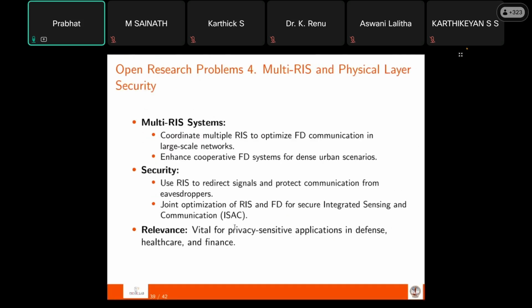The next thing is we can have multiple RISs, and we can use such a system for physical layer security. So we can have a multi-RIS full duplex system, to coordinate multiple RISs to optimize full duplex communication in large scale networks; it can enhance the cooperative FD system for dense urban scenarios. And then we can use it for increasing the security. We can use RIS to focus or beamform the signals and protect the communication between legitimate users from the eavesdropper. And we can also do the joint optimization of RIS and full duplex parameters for secure integrated sensing and communication.